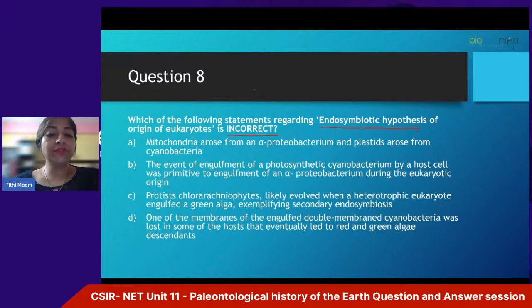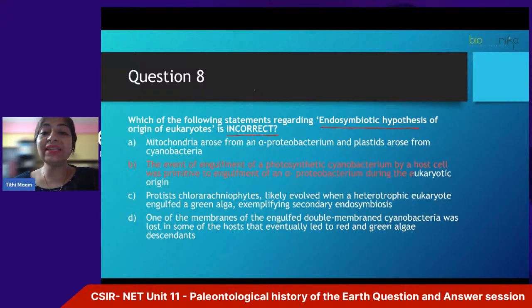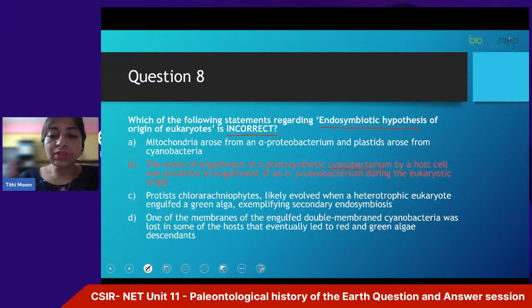Yes, many of you have given the correct answer. That is option B. So you have to choose the statement which is incorrect. See, very simple. Cyanobacteria formed which organelle? If you just find this out, if you have the correlation, there cannot be any question easier than this. Cyanobacteria, it formed which organelle? Yes, chloroplast.